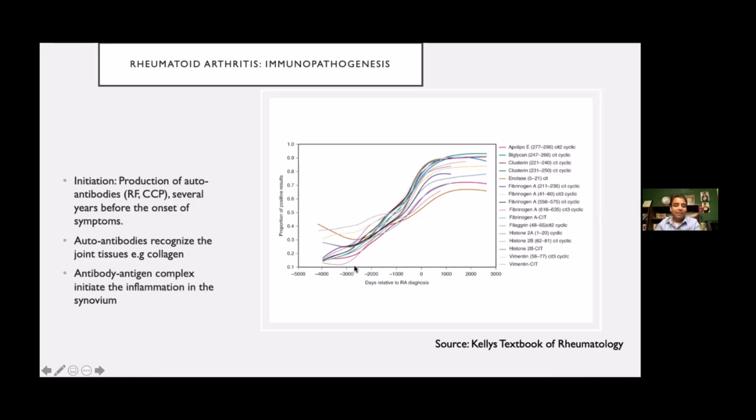Now, what happens after you start making autoantibodies? These autoantibodies recognize joint tissues like collagen. When they recognize those tissues, they attack them and start making an antigen-antibody complex, which initiates the process of inflammation. This antigen-antibody complex attracts other cells of the immune system, like macrophages, B cells, and T cells, and that causes further inflammation, causing all of the symptoms of rheumatoid arthritis.